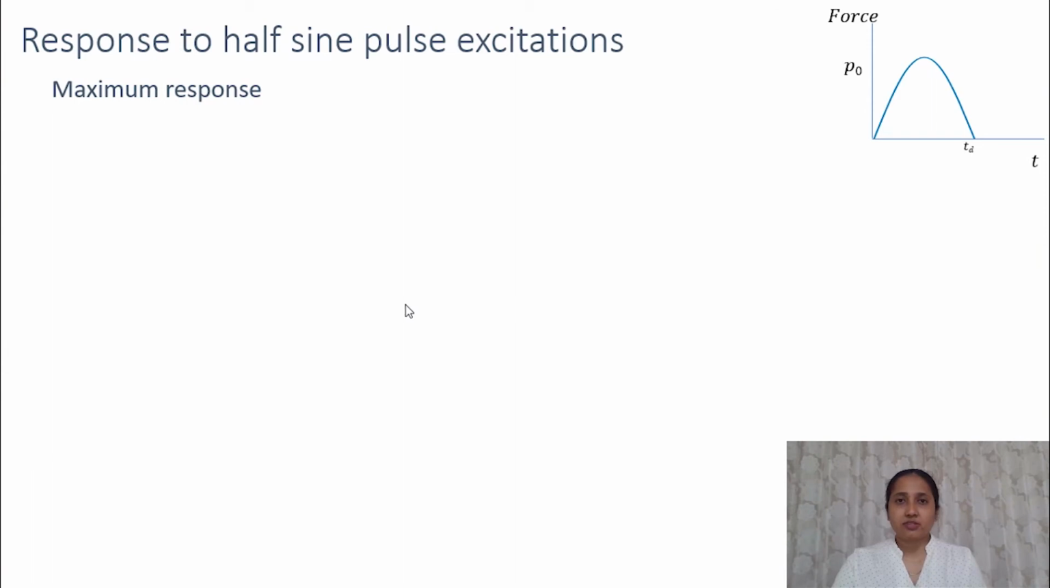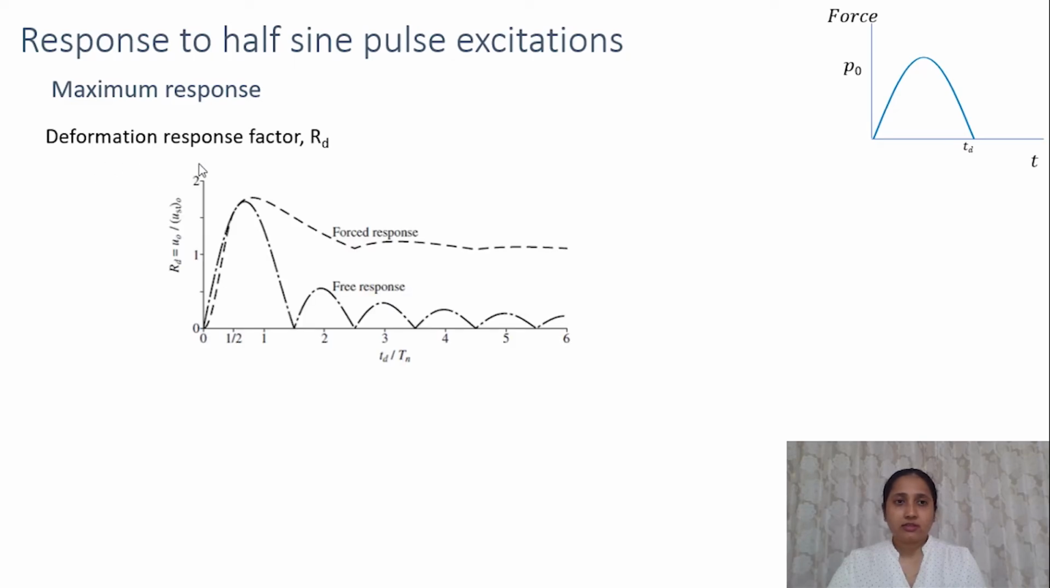So now let's find the maximum response. To find the maximum response, we have to maximize the response expressions. I'm not going into the detail of the derivation. This is the deformation response factor. During the forced vibration, the maximum response varies like this, and during the free vibration, the maximum response varies like this for different values of Td by Tn. So we can use this curve to find the maximum response for any value of Td by Tn.